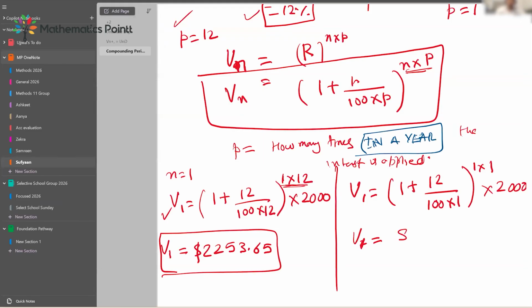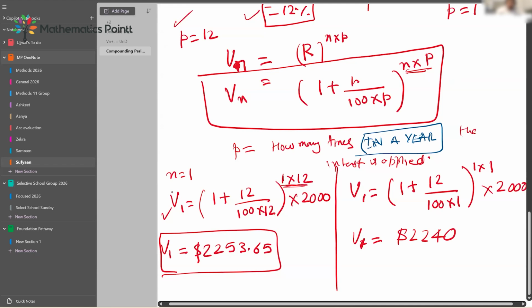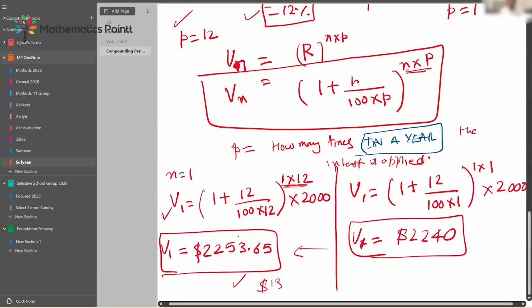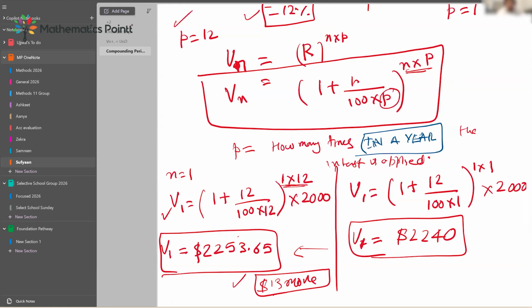You get $2240, which is less than the value that you got here. It is roughly $13 less. If you see, you're earning $13 more here. Why? Simply because you have applied the interest more often. You're getting my point.